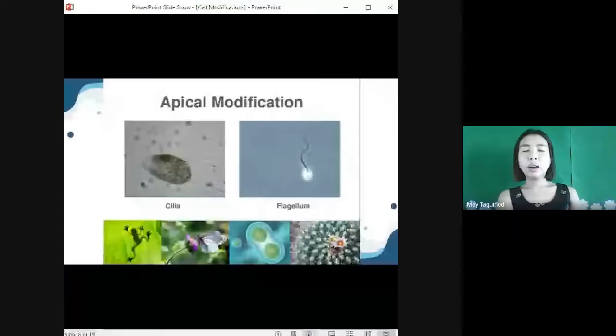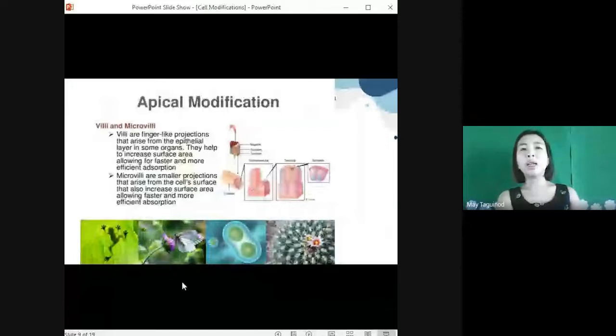Okay. So now let's move on with villi and microvilli. So villi are finger-like projections that arise from the epithelial layer in some organs. They help to increase surface area, allowing for faster and more efficient absorption. Okay. So while microvilli are smaller projections that arise from the cell surface that also increase surface area, allowing faster and more efficient absorption.